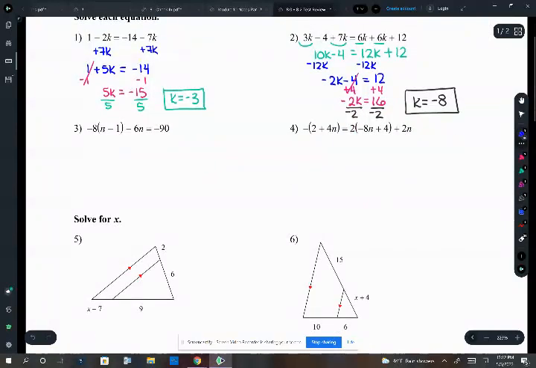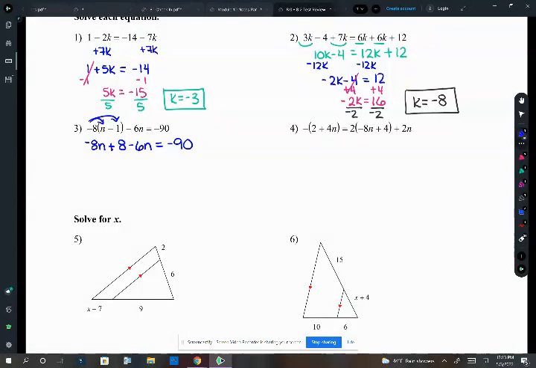As we look at example 3, we're going to do distributive property first. So negative 8 times n is negative 8n. Negative 8 times negative 1 is positive 8. The negative 6n and the negative 90, we're just going to keep where it is because we didn't distribute. It was inside the parentheses. We have like terms with the negative 8n and the negative 6n. So negative 8 subtract 6 is negative 14n. And again, they're on the same side of the equal sign, so we do not do the opposite. We just combine like terms.